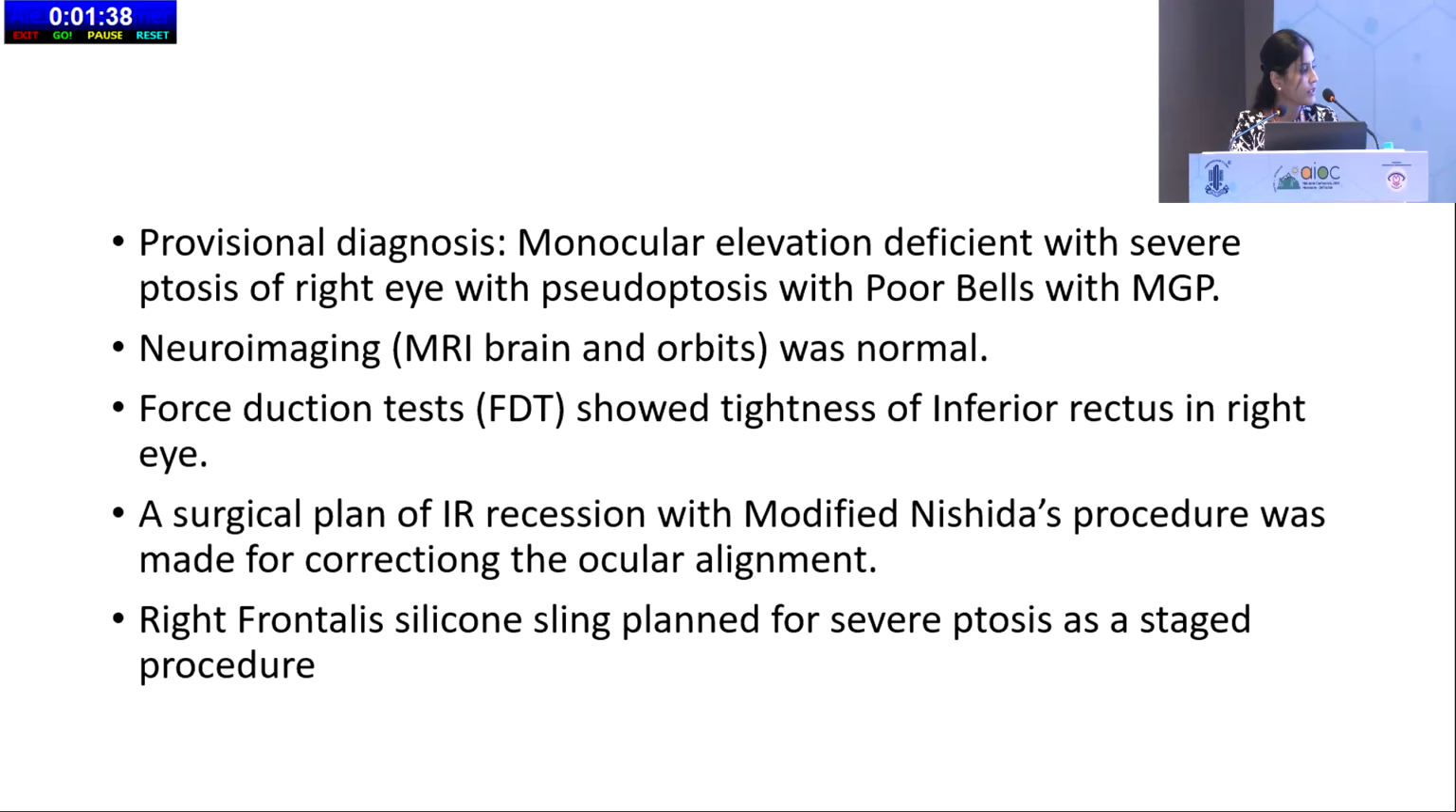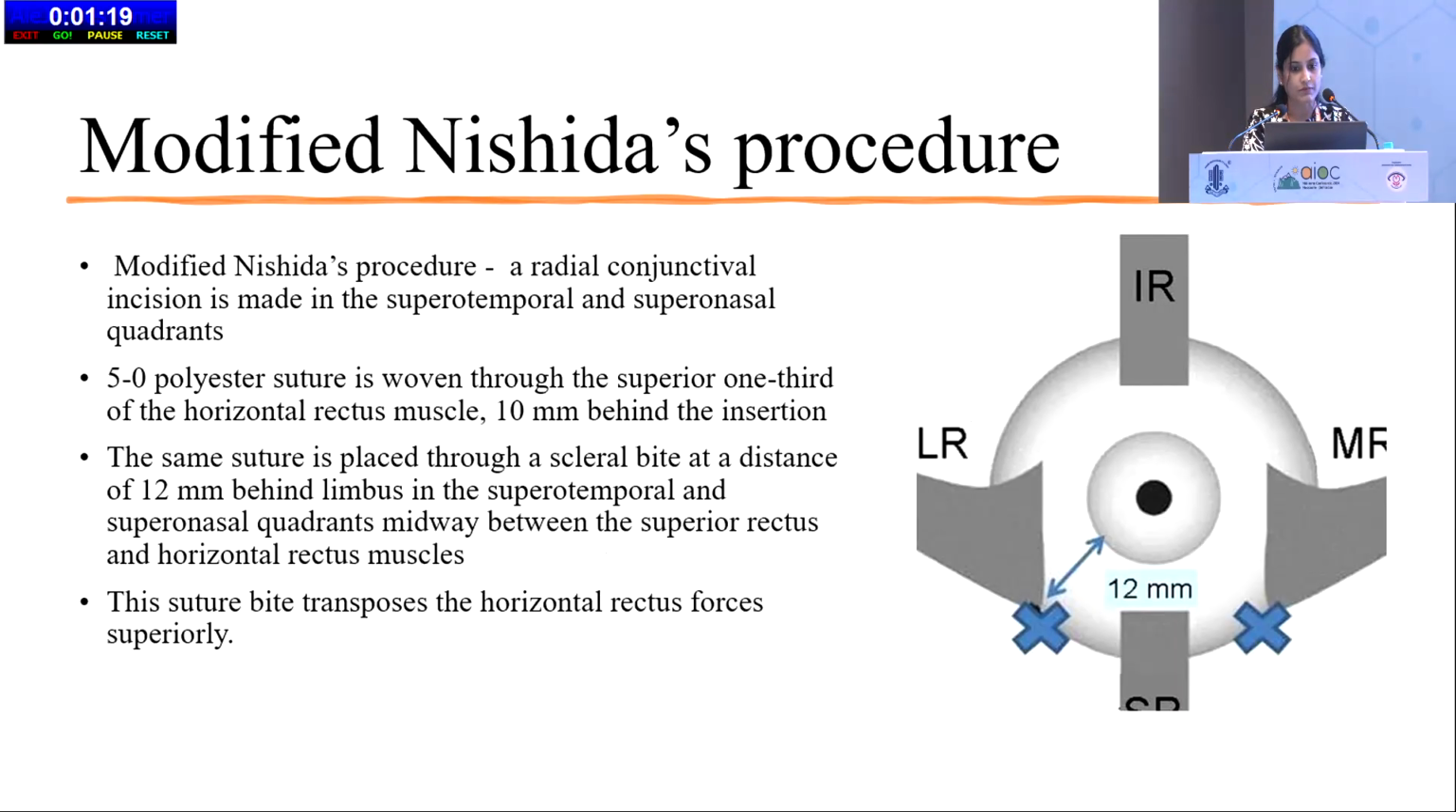Neuroimaging was normal. FDT was found to be tight for the inferior rectus, and a surgical plan was made. In the previous case, we did a staged procedure. In this, we did a single sitting procedure, that is inferior rectus recession along with a modified Nishida's procedure to correct the ocular alignment, and then a second stage procedure for managing the ptosis.